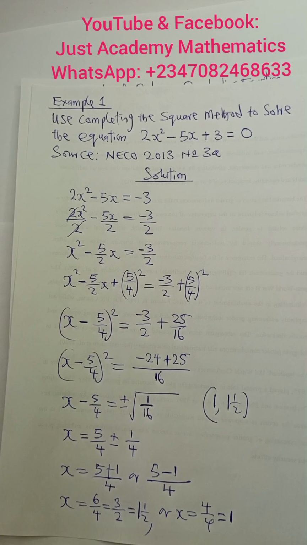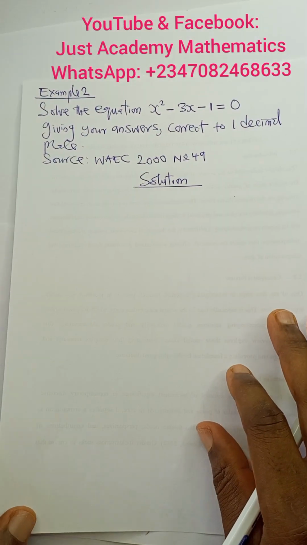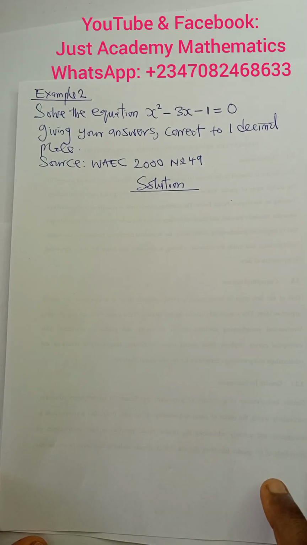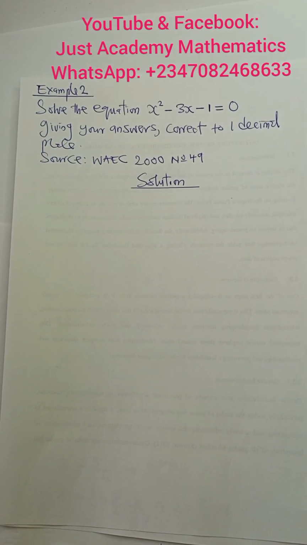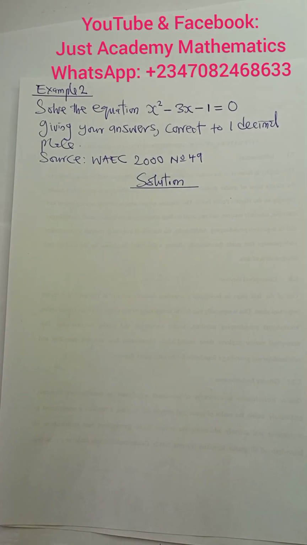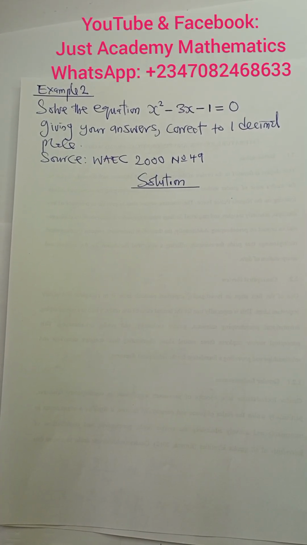Okay, let's proceed. Look at this example 2. Example 2 is also another example question. They say solve the equation, give your answer correct to 1 decimal place. Of course, when they've told you to correct to 1 decimal place, they are already telling you that the answer will go to decimals.